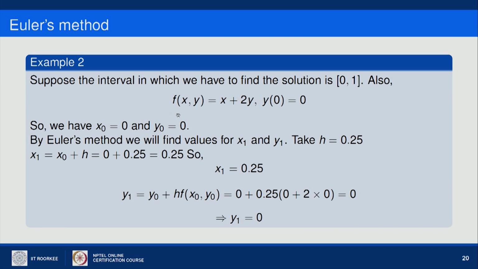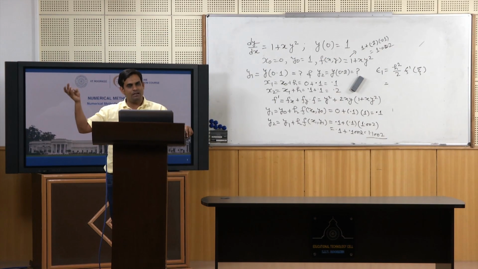Now, if we take another example, that is if f is x plus 2y, the problem is same, y prime equals f of x y and y0 is 0 here. So, if I apply Euler's method with the step size 0.25, suppose I want to calculate the value at 4 points between 0 and 1, that is at 0.25, at 0.5, at 0.75 and then finally at 1.